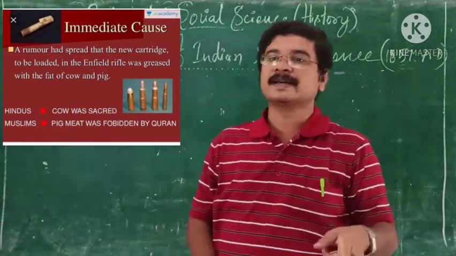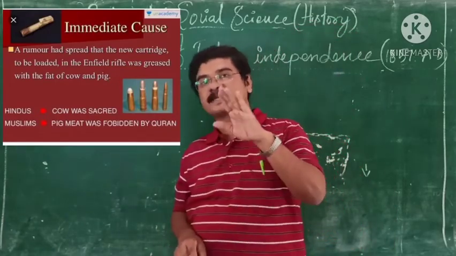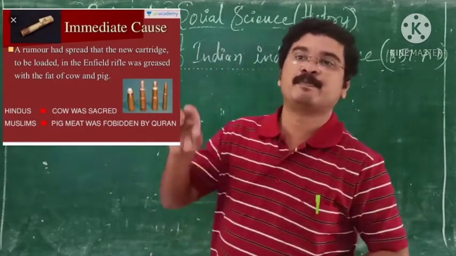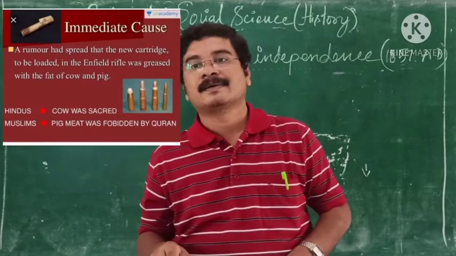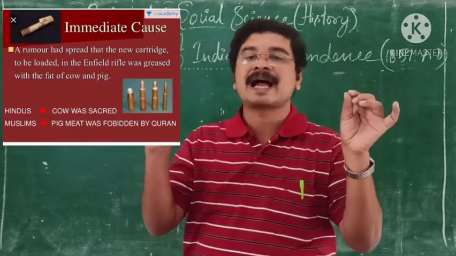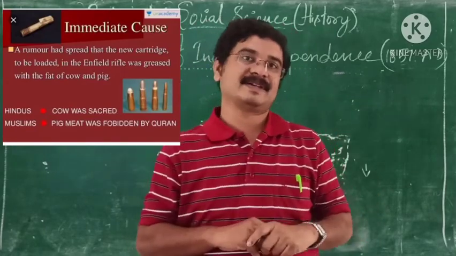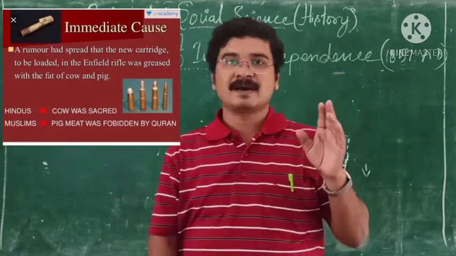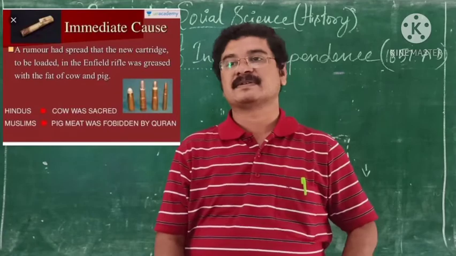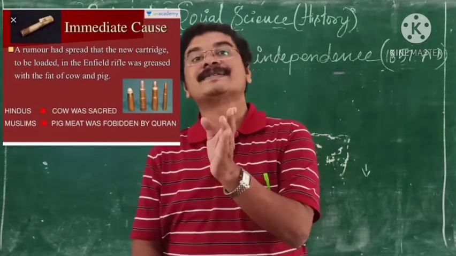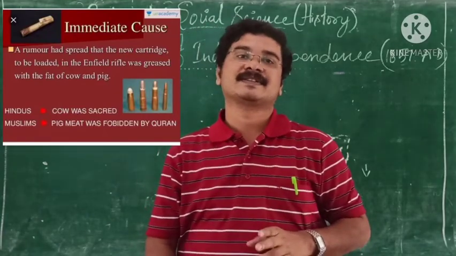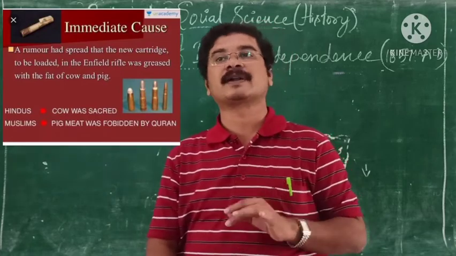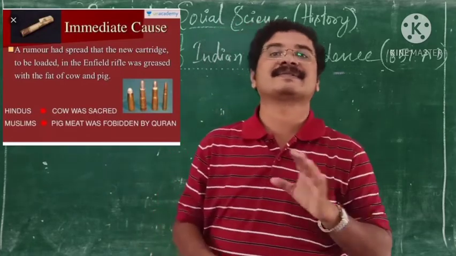The cows were sacred to Hindus, and pigs were blasphemous for Muslims. Pigs were prohibited for Muslims, but cows were sacred for Hindus. These two are the main immediate causes.